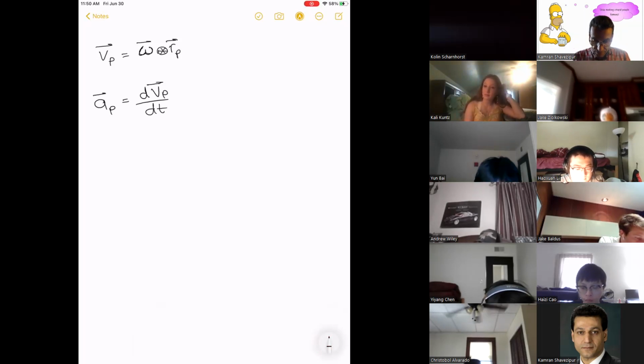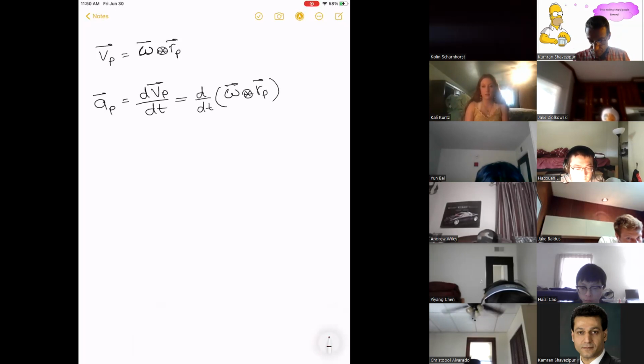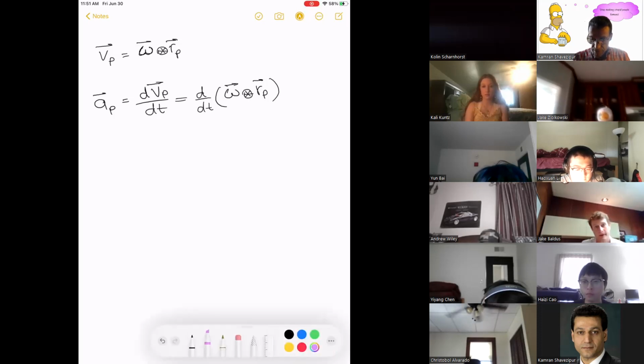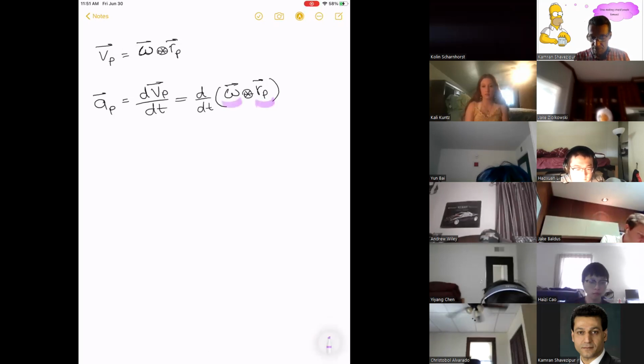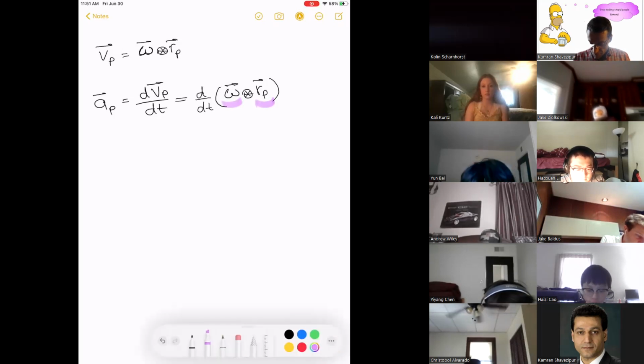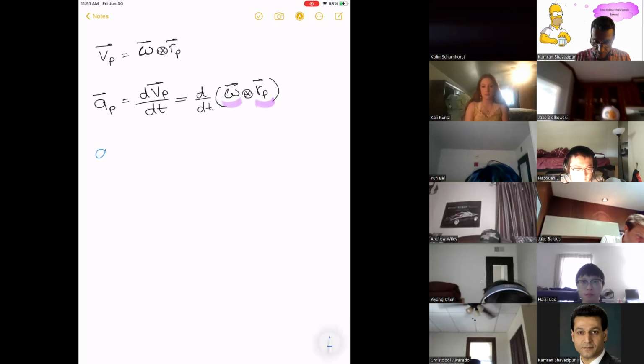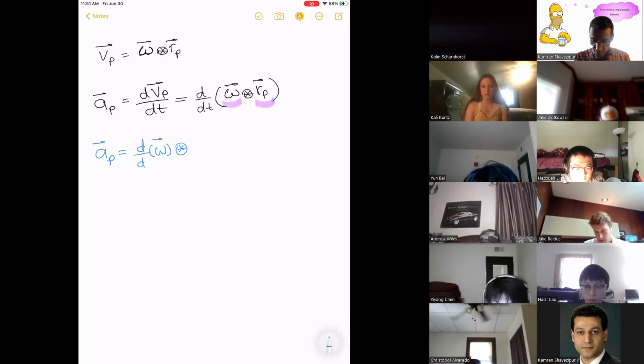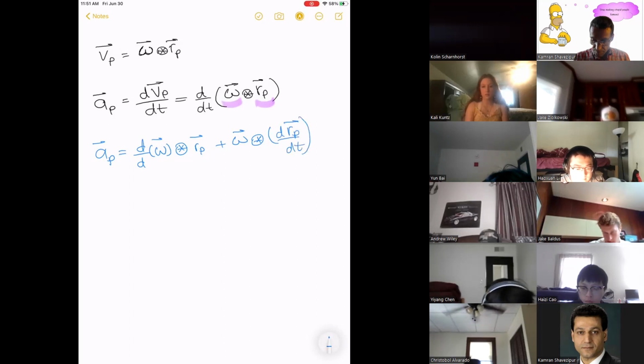You can use it anytime. And if that's the case, you're going to get d/dt of omega cross RP. Now, the cross product, you can still treat this like a regular product. You have a product of two parameters, both of them variable. When you take the time derivative, AP is d/dt of omega cross RP, plus omega cross d(RP)/dt. I just expanded the differentiation.